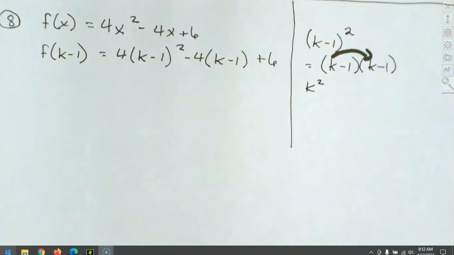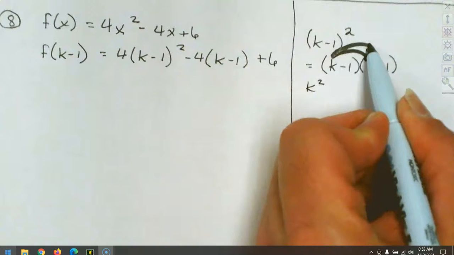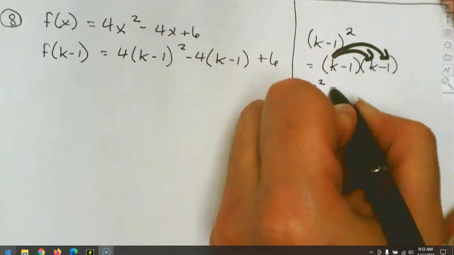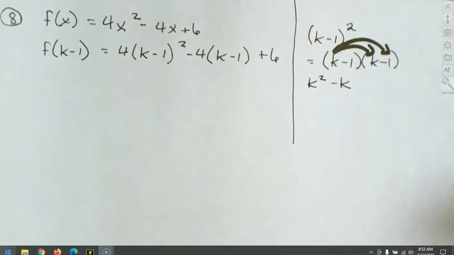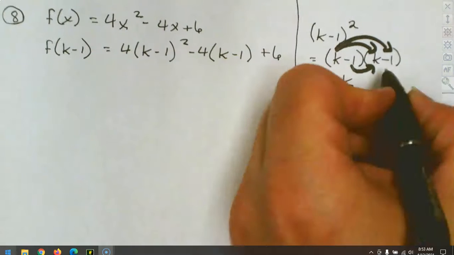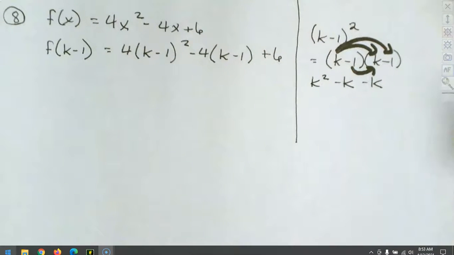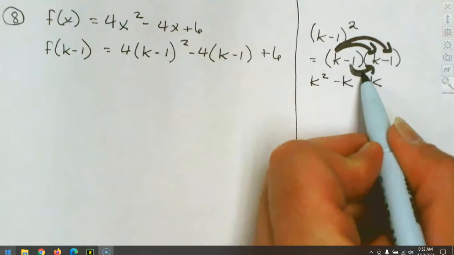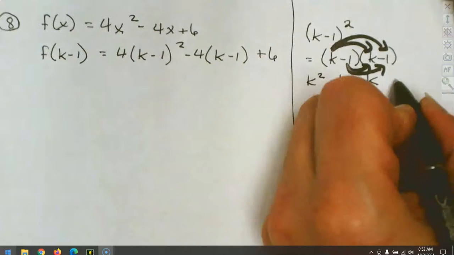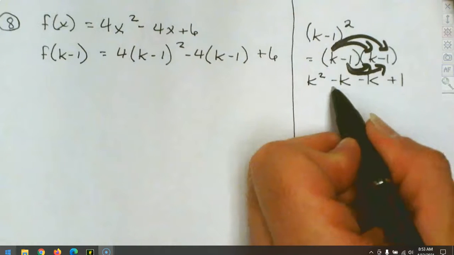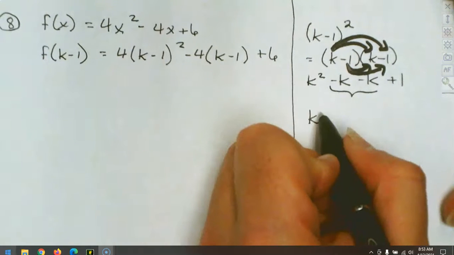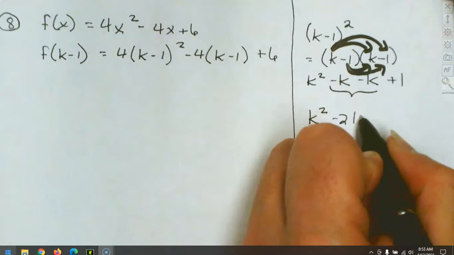Then we do the outside times the outside. So that's k times a negative 1, and that makes it a minus k. Then we do the inside times the inside, and that makes it a minus k. And then finally, watch your signs. We do the last times the last, and negative times negative 1 makes it a positive 1. In many cases, the middles can be combined together, which they can in this case. And so that's going to make it k squared minus 2k plus 1.